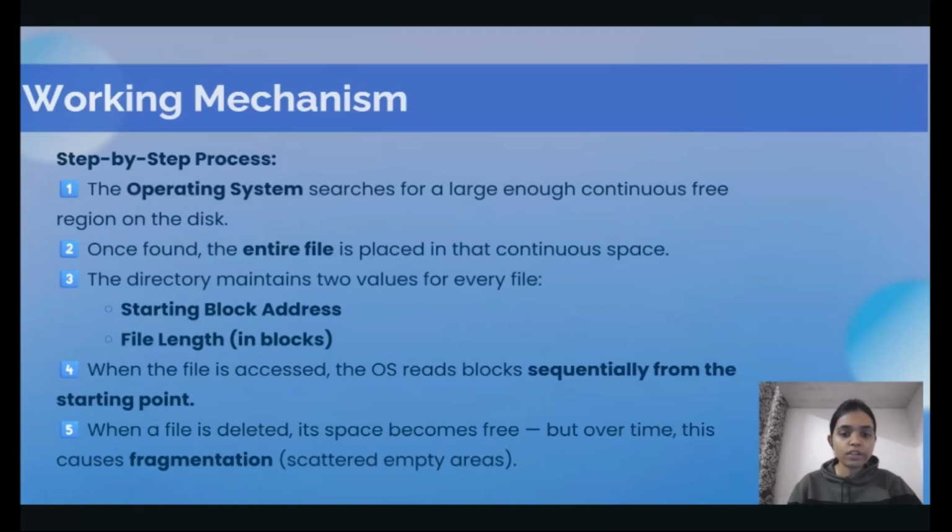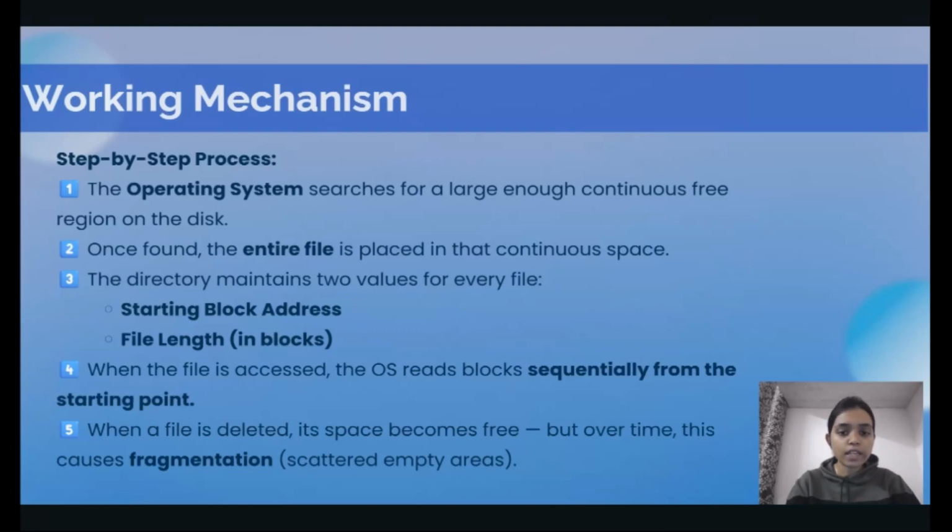Now, the working mechanism of contiguous allocation. When a file is created, the OS searches for a large contiguous free space. The file is stored completely in that region only. The directory stores the start block and length. I will show you the example in the next slide, so we will clarify more about that. Files are read sequentially from that start block.